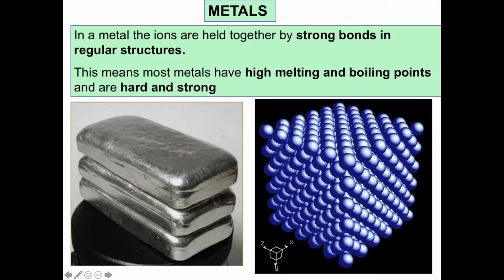In general, they will have very high melting and boiling points. And they're pretty hard and strong, which is why we make so many things from them. Because you have a strong bond between the two components, the electrostatic attraction. So we tend to have high melting and boiling points, and they tend to be pretty hard and strong.